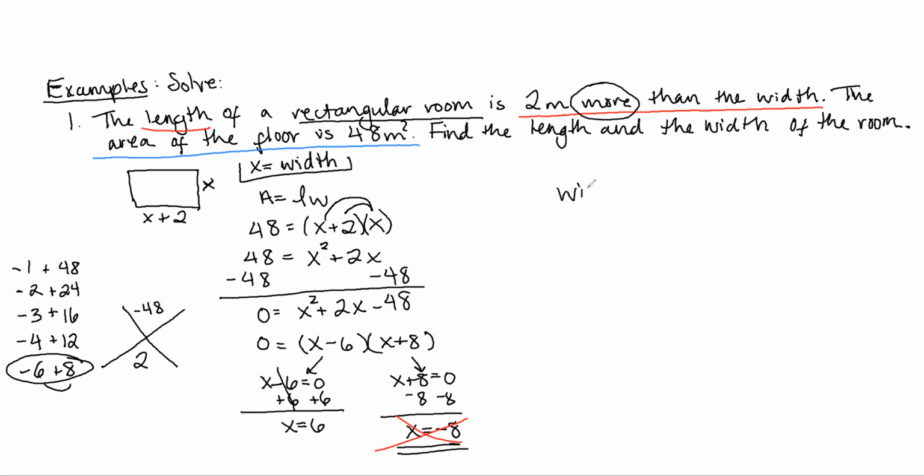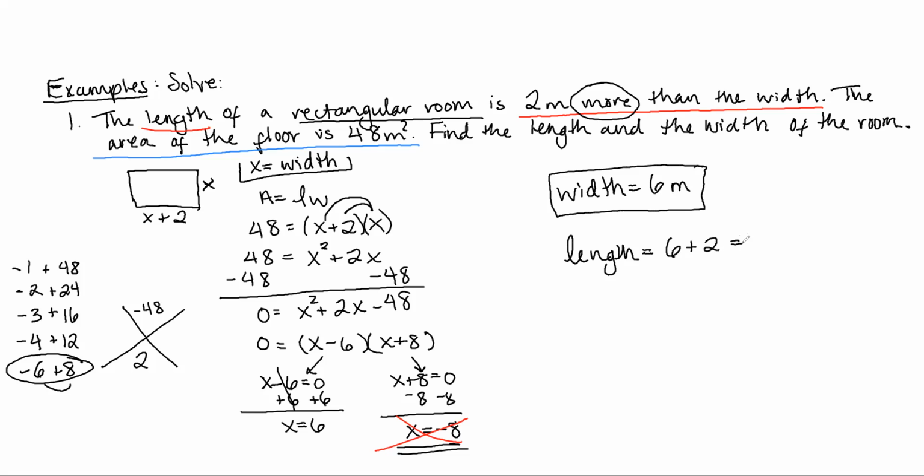So we know that our width is 6, and then what units would go on this? Well, our area was in meters squared, so this is 6 meters. And our length is, well, our length was 2 meters more than the width, so x plus 2. And so it's going to be 6 plus 2, which gives us 8 meters.